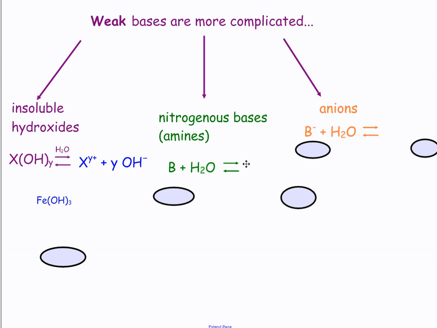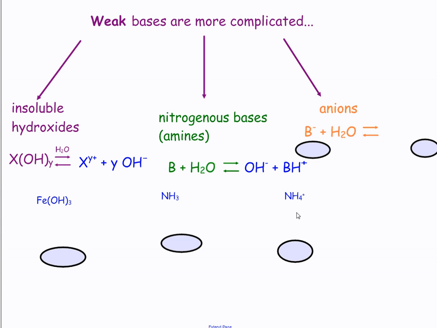Nitrogenous bases, those are ones you're going to see a lot of. Those form hydroxide ions, and the base gets the hydrogen ion because bases are proton acceptors. So if ammonia is our base, ammonium ion is our product.